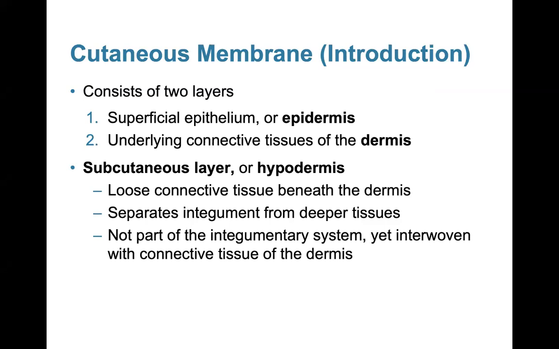So when we look at the cutaneous membrane or the integument, this is going to consist of two layers. A superficial epithelium referred to as the epidermis. This is the portion that you can actually see. And an underlying connective tissue of the dermis. You also have what's referred to as a subcutaneous layer or the hypodermis. This is technically not part of the skin, as the skin only consists of the two layers, epidermis and dermis.